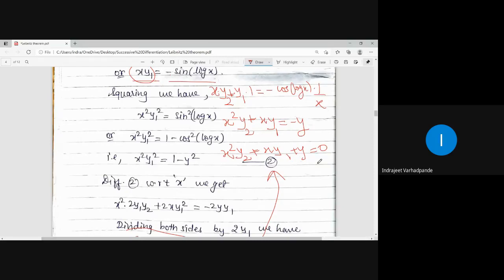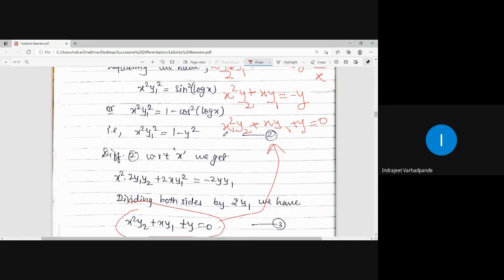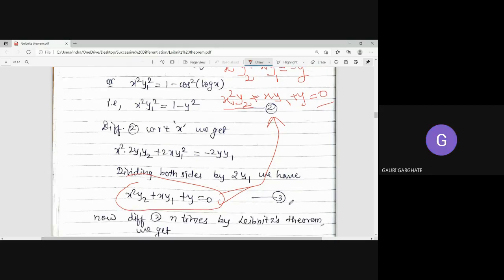Squaring, it becomes sine square. Sine square is written as 1 minus cos square, and then it is differentiated. So what result are you getting after differentiating it twice? x square y2 plus x y1 plus y is equal to 0. Clear? Yes, sir. Completed up to this step, everybody? Is it okay up to here? Yes, sir.